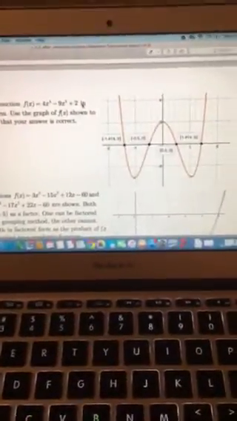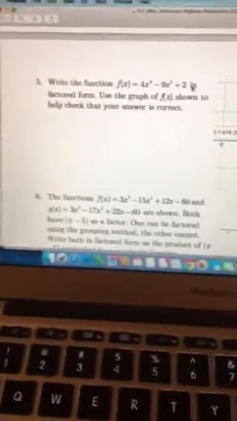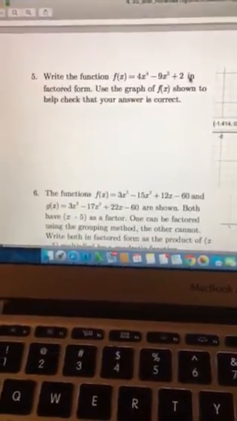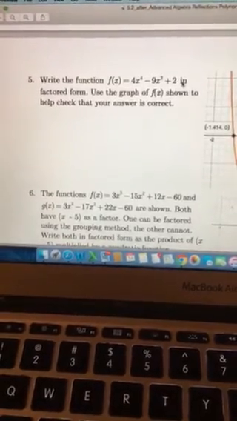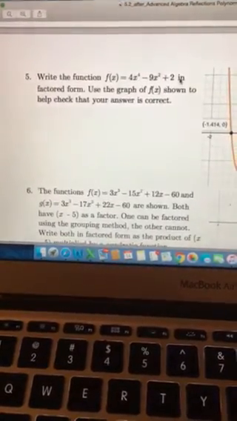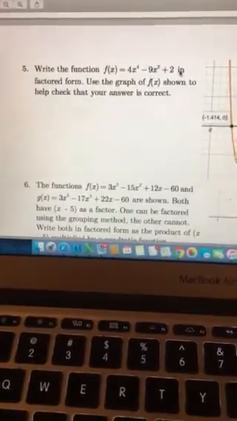I switched locations. So I want to talk about number 5, and I'm going to show you an example problem like this. This is called factoring using quadratic techniques. So, factoring using quadratic techniques.